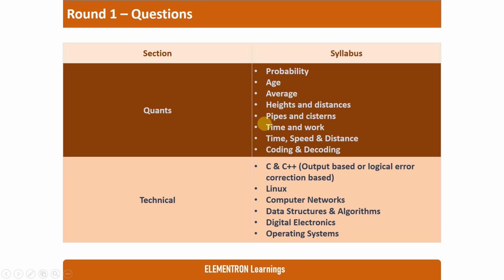Pipes and cisterns are very important. I remember 2 questions being asked from the single topic. Time and work is also important. You should know all the time related formulas, and time, speed and distance, also coding and decoding. Also I remember they asked about both upstream and downstream questions. You can look at that too.